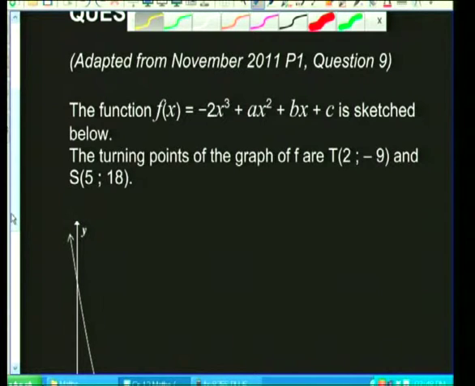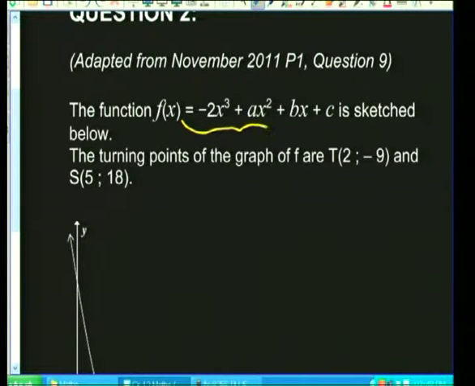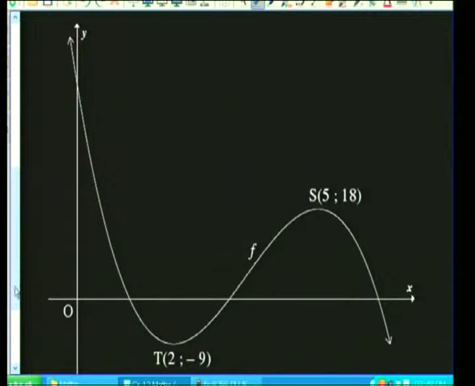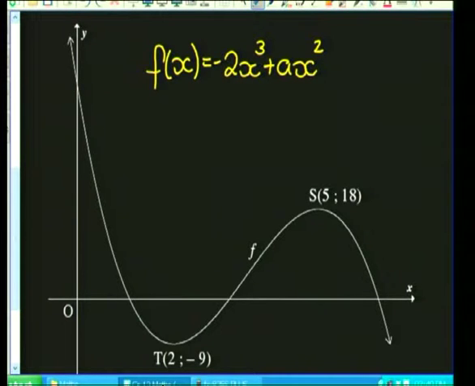asking of us. They've told us that the function f of x is equal to negative 2x cubed plus ax squared plus bx plus c. So obviously what we can see straight away is that they haven't actually given us the full equation. And they've told us that the turning points are T, which is (2; -9), and S, which is (5; 18). And this is what the picture looks like. Okay, so we've got ourselves a cubic graph that looks like this. And what we know as it stands is that our equation is f of x is equal to negative 2x cubed plus ax squared plus bx plus c.